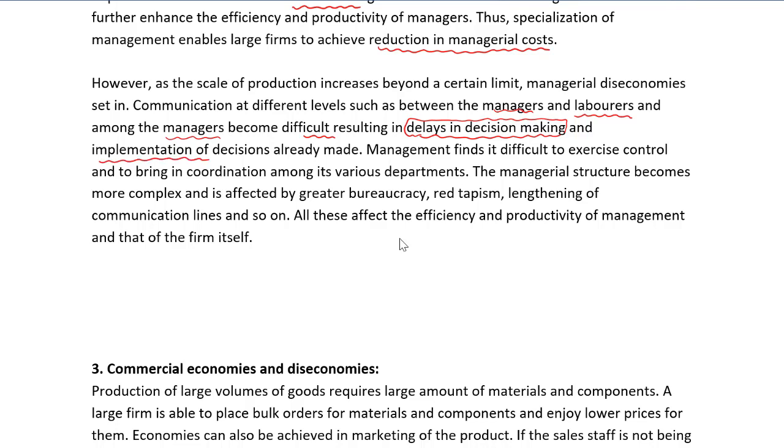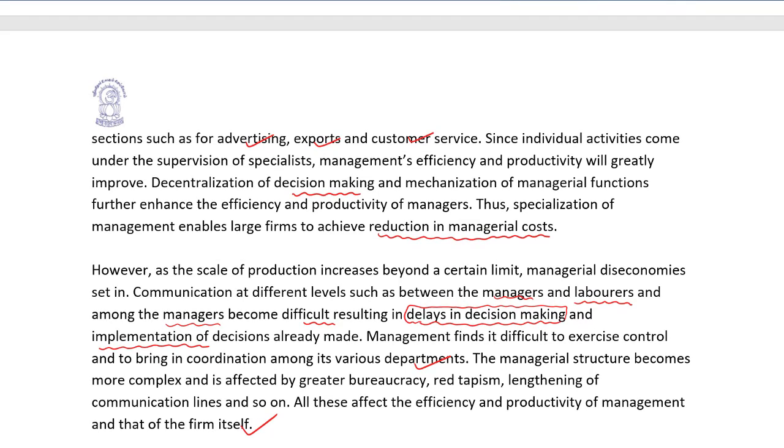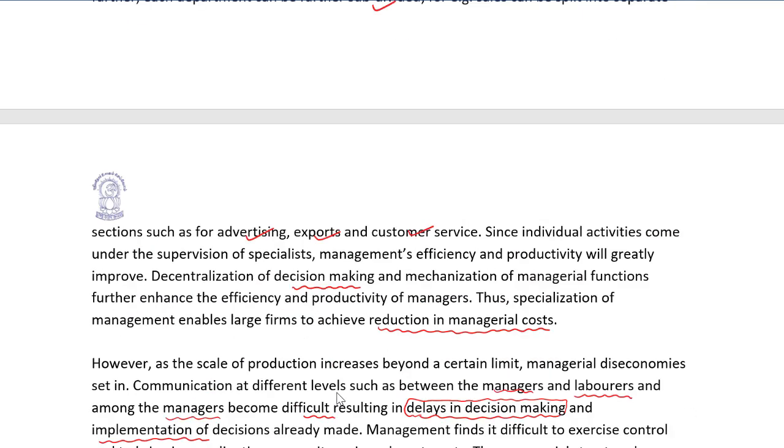Management finds it difficult to exercise control and bring coordination among the various departments. The managerial structure becomes more complex and is affected by greater bureaucracy, red tapism, lengthening of communication lines, etc. All these affect the efficiency and productivity of management, and that acts as a diseconomy for the firm. Let us continue.